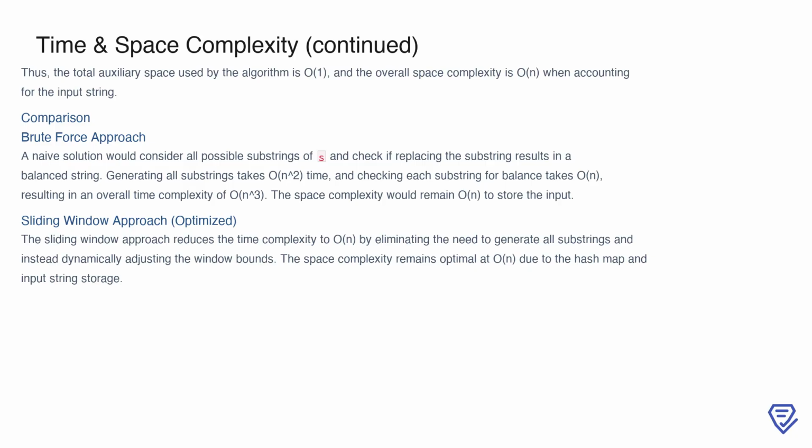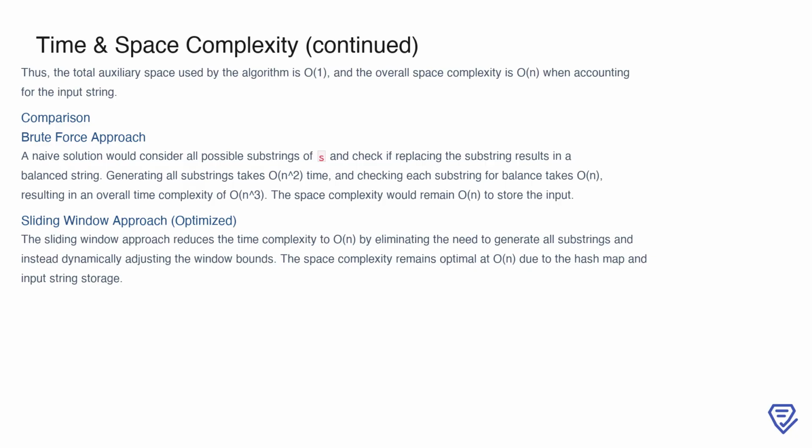Let's compare this optimized sliding window approach to the brute force method. A naive solution would involve generating all possible substrings of the input string and checking if replacing any substring results in a balanced string. Generating all substrings requires O(n) squared operations, and checking the balance condition for each substring adds another O(n), leading to an overall time complexity of O(n) cubed.